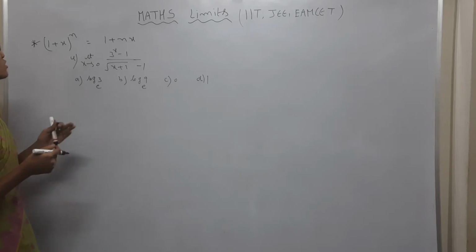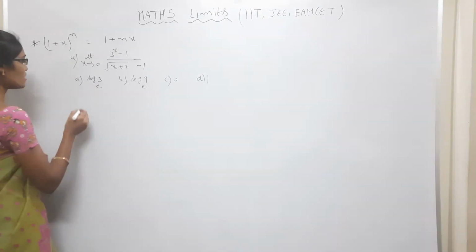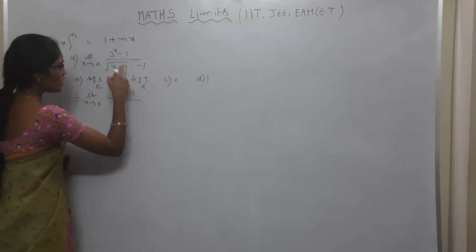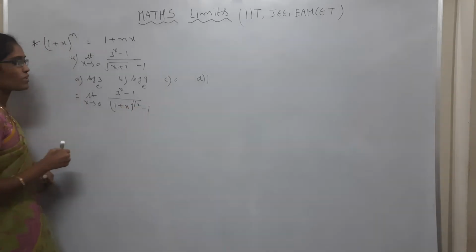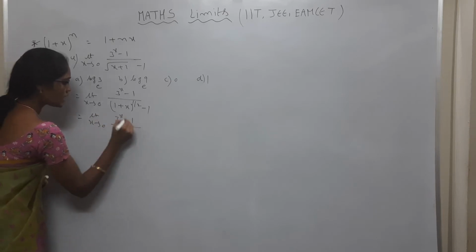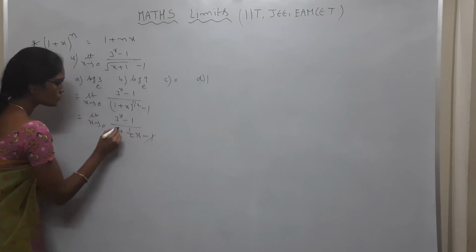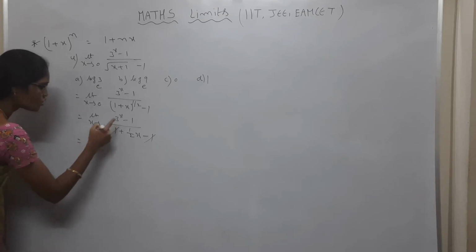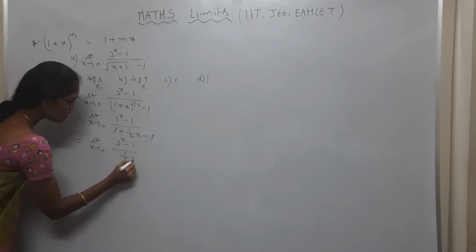See the next sum: limit x tends to 0, (3^x minus 1) by (square root of x plus 1 minus 1), using this shortcut. Okay, see here. That is equal to limit x tends to 0, (3^x minus 1) by ((1 + x)^(1/2) minus 1). Now applying the shortcut, limit x tends to 0, (3^x minus 1) by (1 + 1 by 2 into x minus 1). So 1 gets cancelled. That is equal to limit x tends to 0, (3^x minus 1) by (1 by 2 into x).